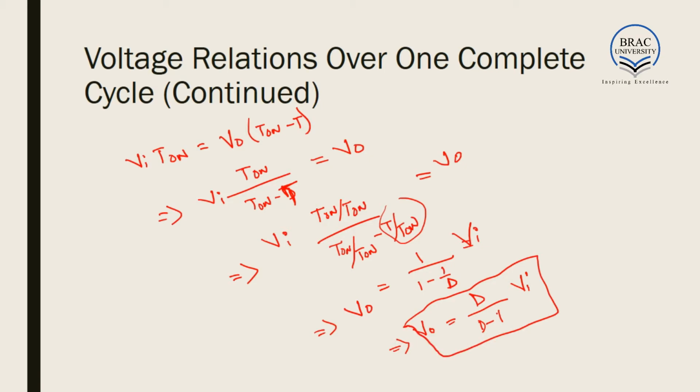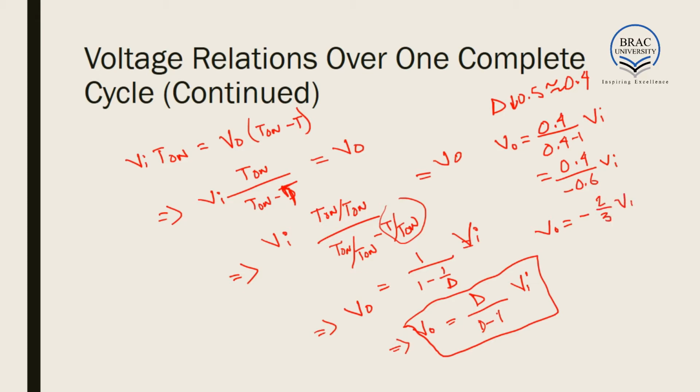Now we note that we have said that it can work as both buck and boost. If D is below 0.5, let us suppose is equal to 0.4, we can take any arbitrary value. We get V output is equal to 0.4 divided by 0.4 minus 1 times V input, that is 0.4 by minus 0.6 times V input, or V output is equal to minus 2 by 3 V input.